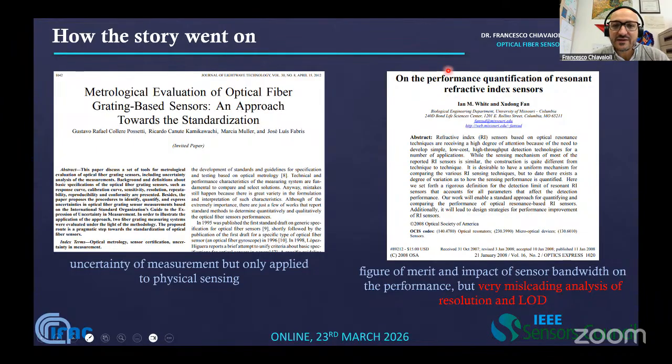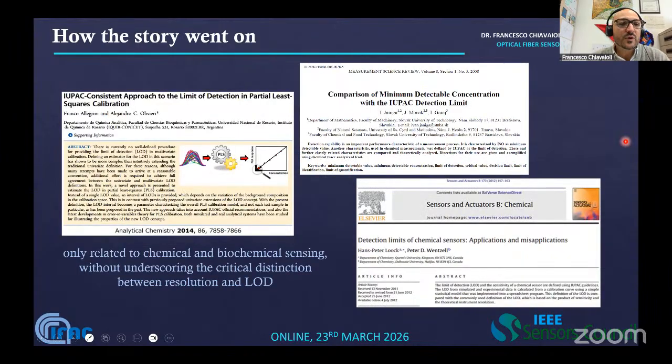And then this is another very well-known article, which unfortunately is very misleading in the concept of mixing two parameters, which are resolution and limit of detection, which are not correlated. I will show you later what I'm talking about. Then the story went on with other types of articles, mostly related to the assessment of detection limit in terms of chemical and biochemical sensing.